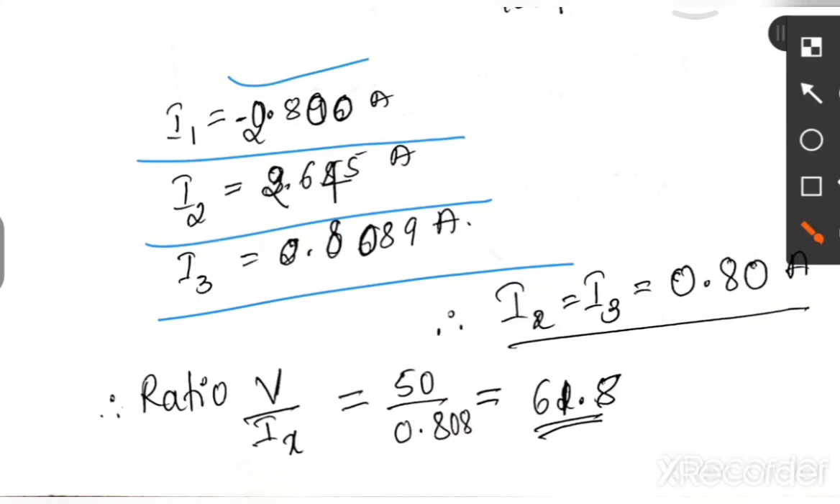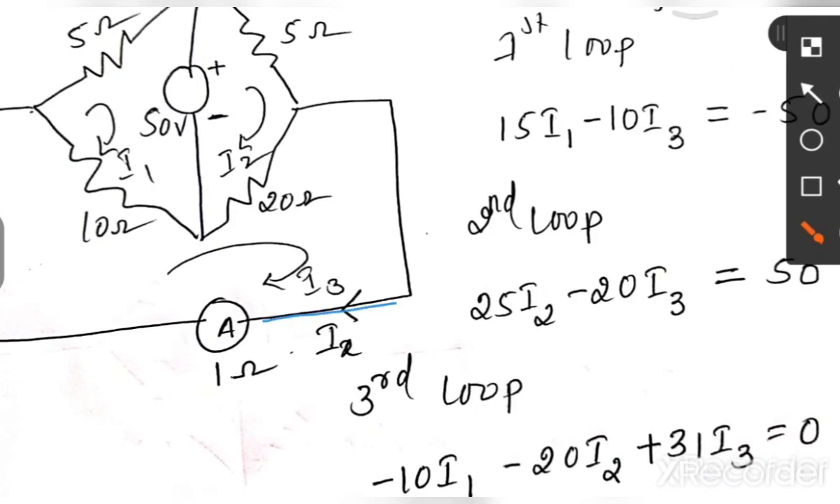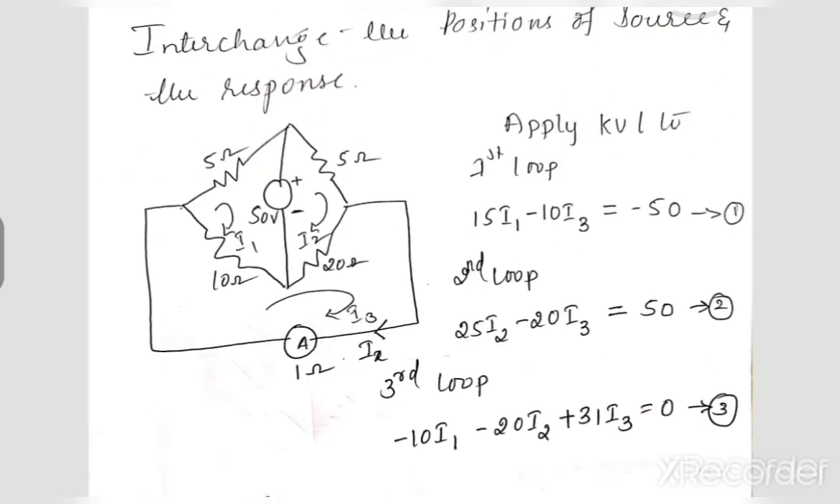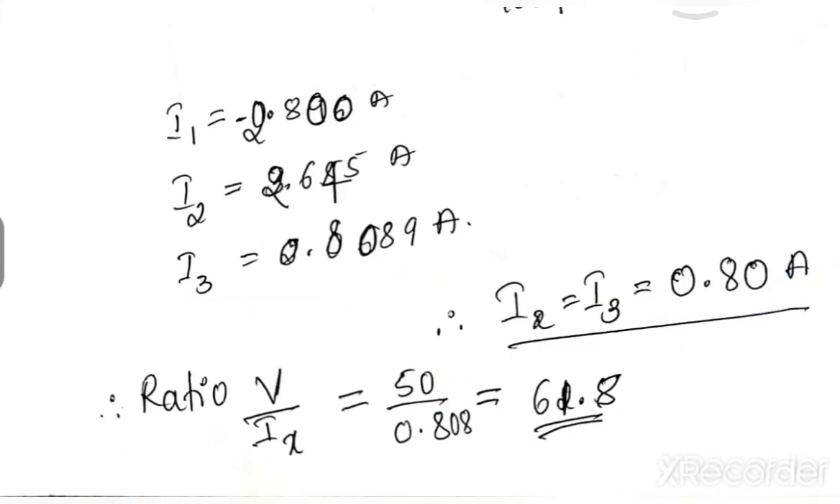Okay. So you can take Ix, you can observe here, Ix is nothing but here, this response. Ix is nothing but the I3 current. So I3 current is 0.808. So Ix, therefore Ix is 0.808 amperes. Then you can take a ratio, V by Ix. V is 50 divided by 0.808 equal to 61.8.